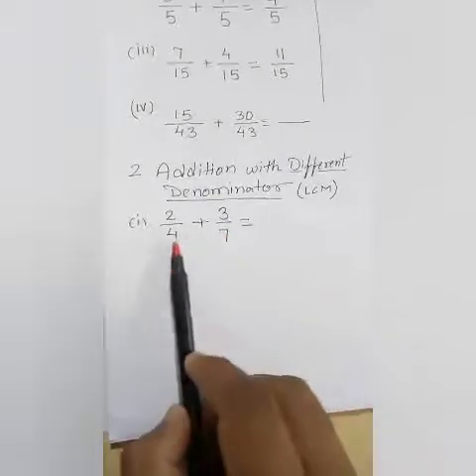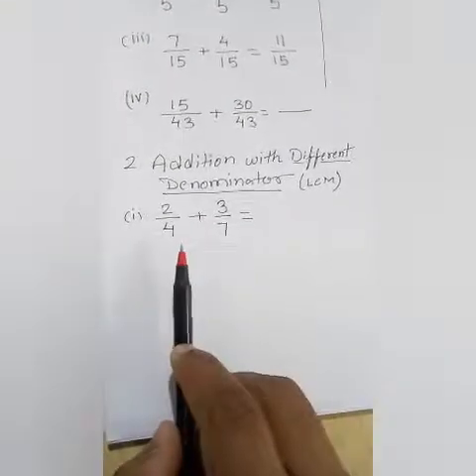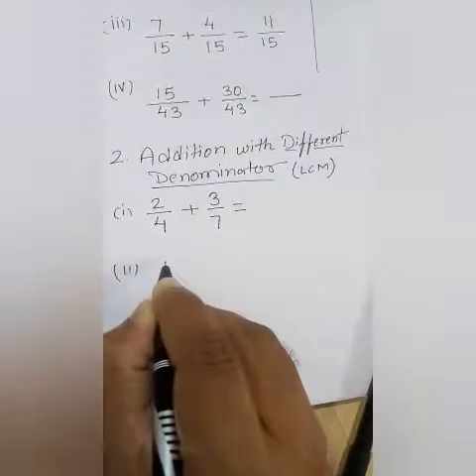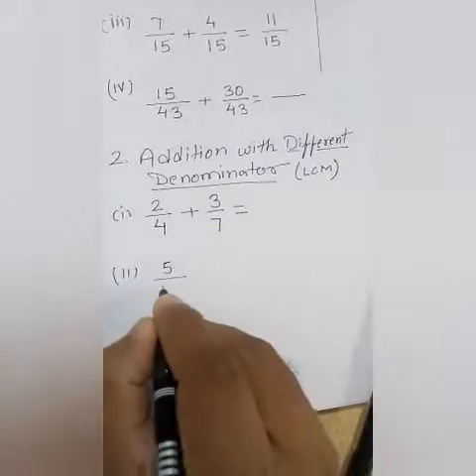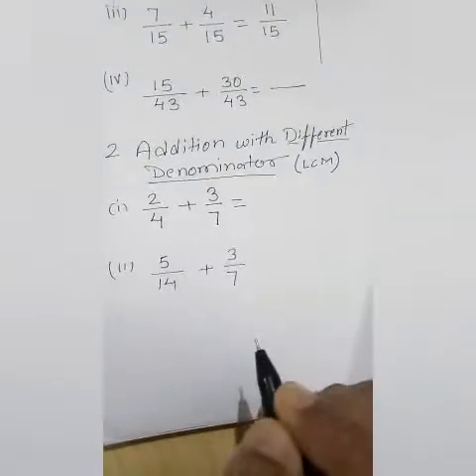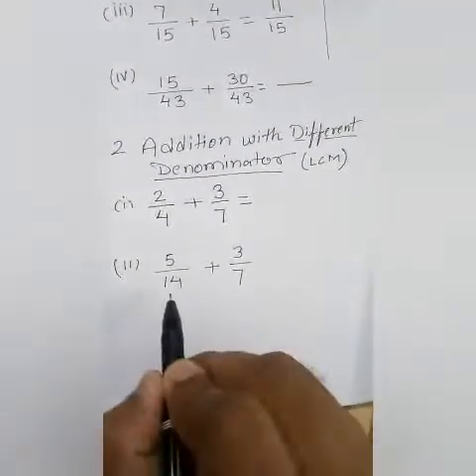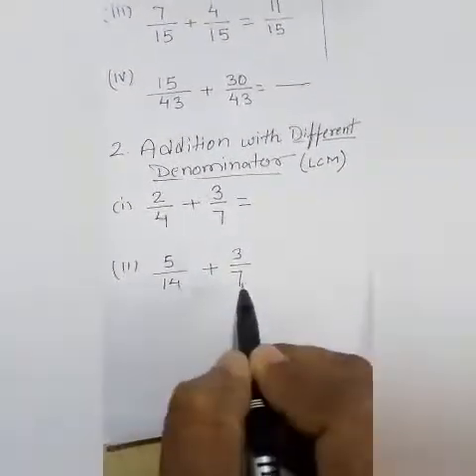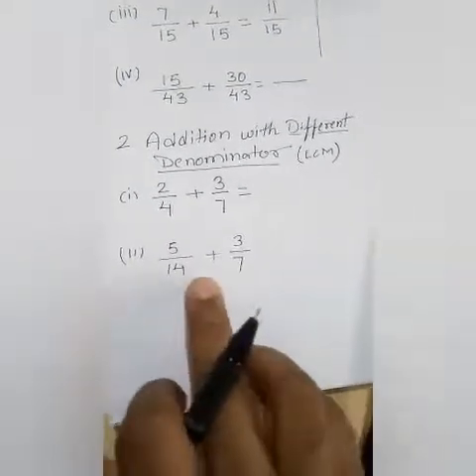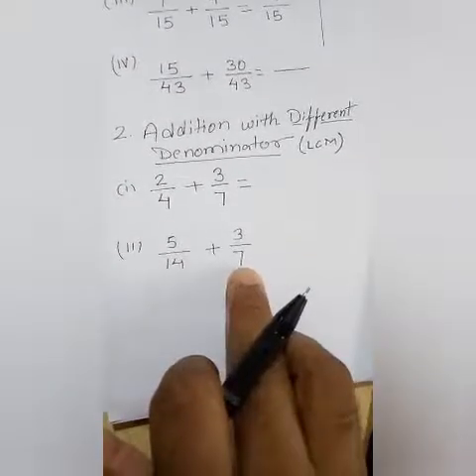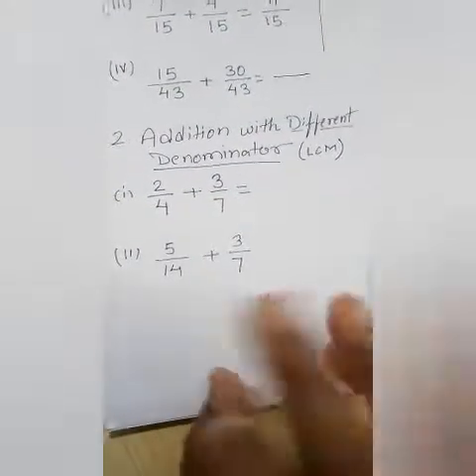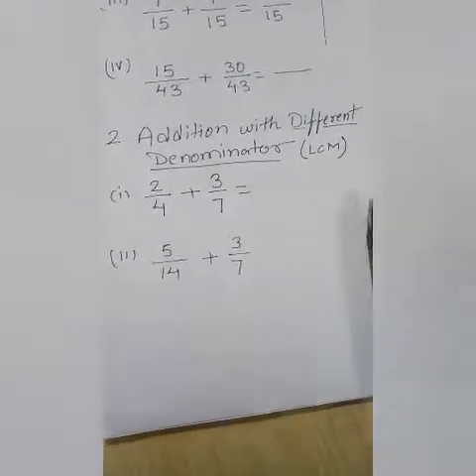But a precaution: prime numbers do not come in each other's tables. For example, if I write the second question here, 5 upon 14 and 3 upon 7. Now 7 is a prime number, but 14 is a composite number, right? And here you cannot multiply directly because 14 comes in the 7 table, whereas 4 and 7 do not come in each other's tables. When they don't come in each other's table, they do not have any factor in common.